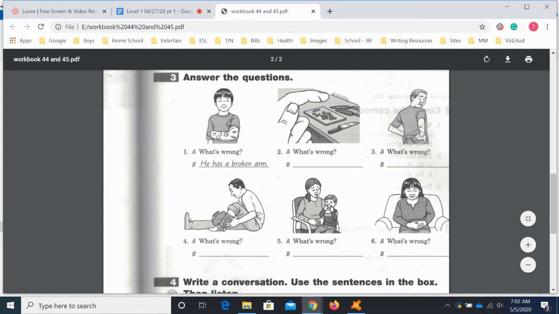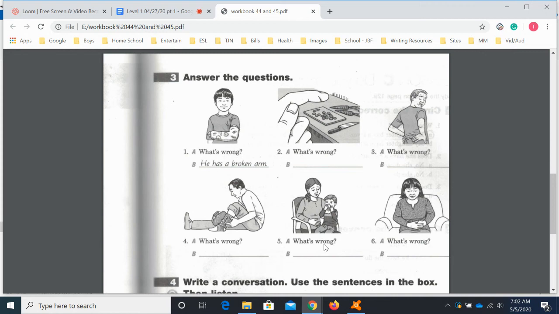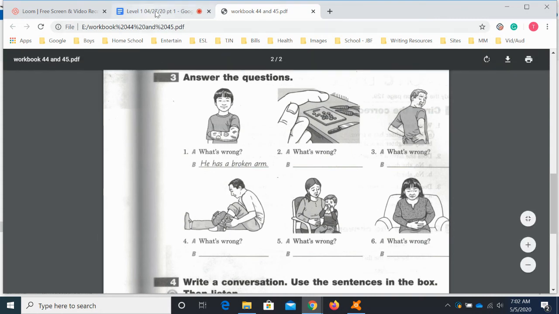So this picture, what's wrong? He has a backache. Number 4, what's wrong? He has a sprained ankle. Number 5, what's wrong? He has a cold. Little boy, he has a cold. Number 6, what's wrong? She's holding her stomach. She has a stomach ache.